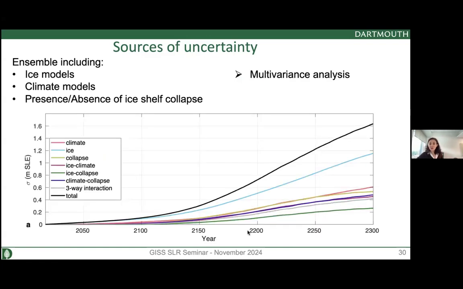Okay, so that's what I just talked about, the increase until 20. Okay, that will make a lot more sense. Like, where's 2300?